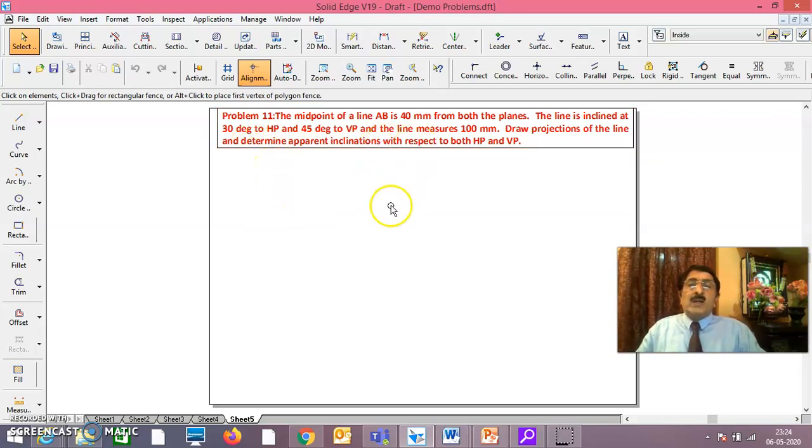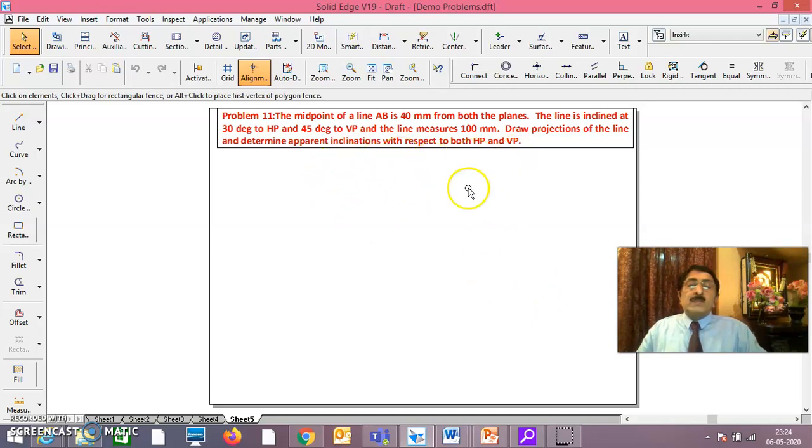That means it is usually called a double loci problem, where you will have two loci in the front view and two loci in the top view. One will be the locus of A and one will be the locus of B in the front view, and in the same way the locus of A and locus of B in the top view also. These things I have told you in the sessions there.